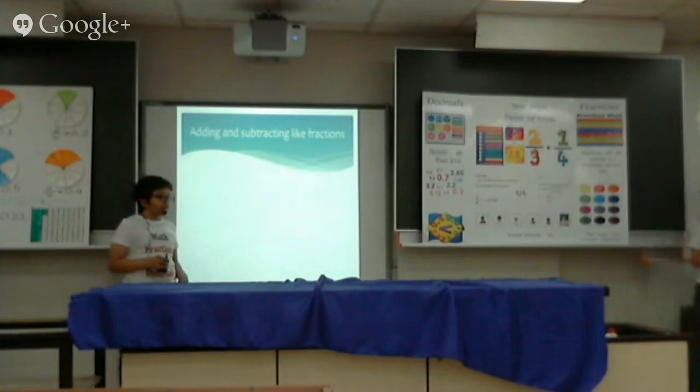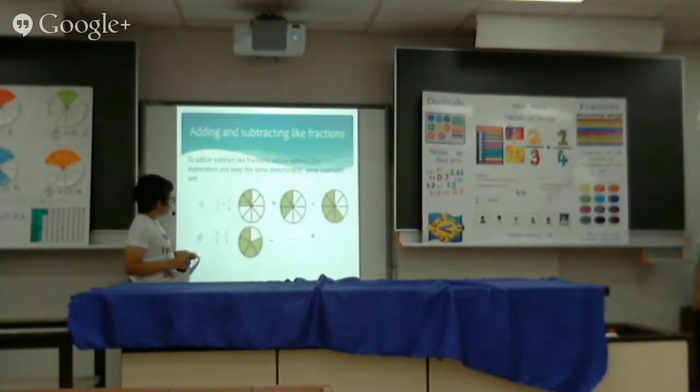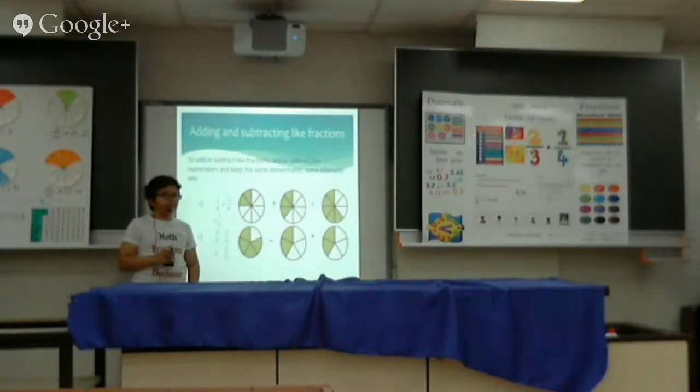Adding and subtracting like fractions. To add or subtract like fractions, add or subtract the numerators and keep the same denominator. Some examples are 2/8 plus 3/8 equals 5/8, and 4/5 minus 2/5 equals 2/5. And these are figures for the equations.